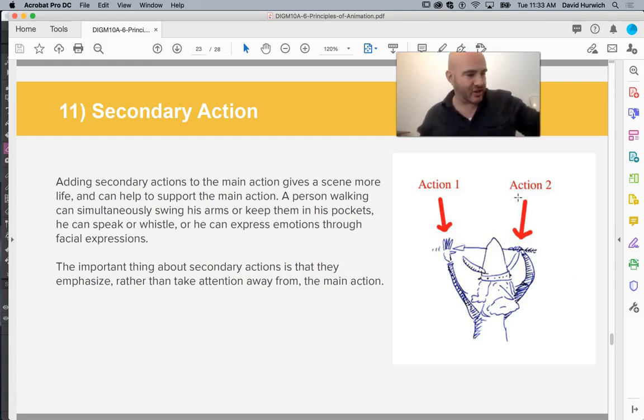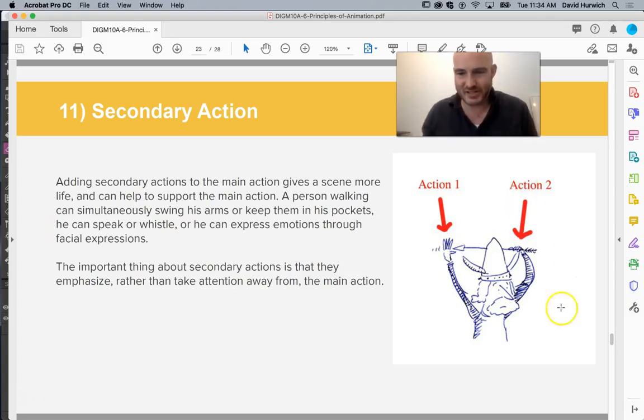Secondary action. A secondary action is, like it sounds, an action in addition to the main action. So, for instance, if I was jumping up and down, well, my arms are moving, but so is my shirt, and my head might be bobbing back and forth. And that makes my character feel more complex. If you just animate one thing, it has a tendency to feel a little bit stiff, like a mannequin that just happens to be animating. So secondary actions help with this.